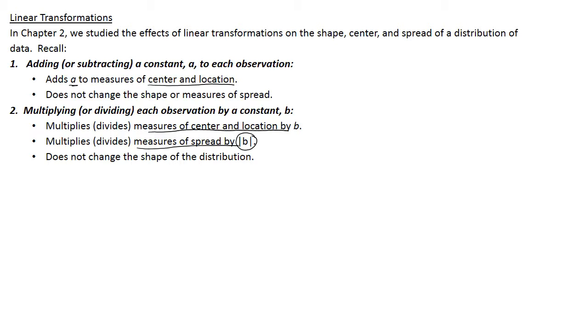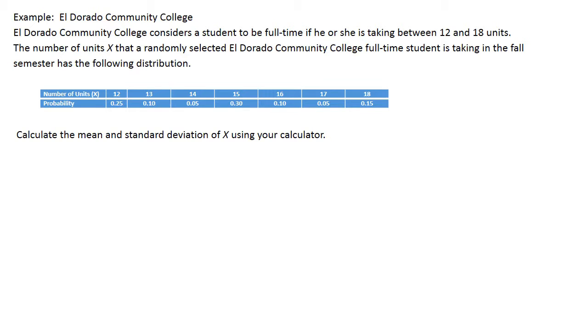So these same things happen when we look at random variables. Here's an example from El Dorado Community College. It says a student is full-time if he or she is taking between 12 and 18 units. What we have here is a distribution of the number of units taken by full-time students and the probability that a student is taking that number of units. It asks you to calculate the mean and standard deviation of this distribution using your calculator.